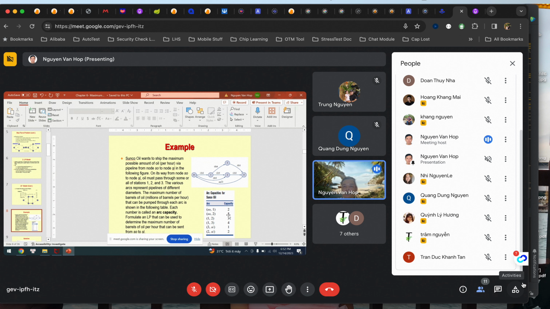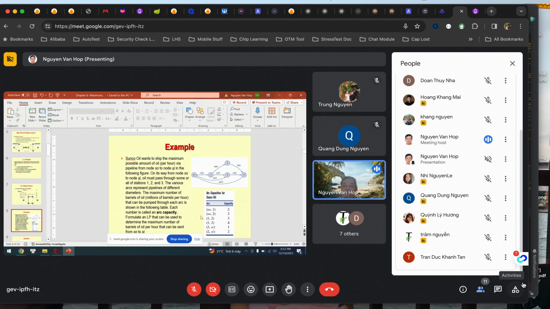For example, SO to 1, the capacity is 2. SO to 2, the capacity is 3. 1 to 2 is 3. The capacity of 1 to 3 is 4. 3 to the sink node is 1. And 2 to the sink node is 2. And this one is the artificial arc. Therefore, we just show that it's 0. That's the one we want to maximize.